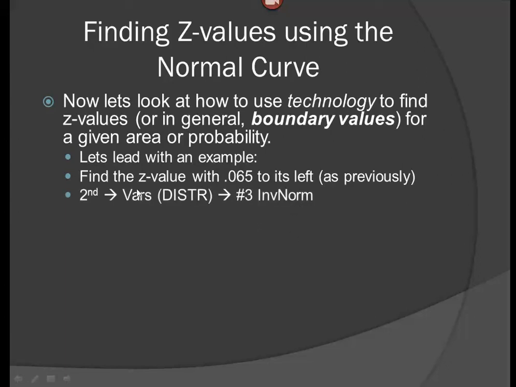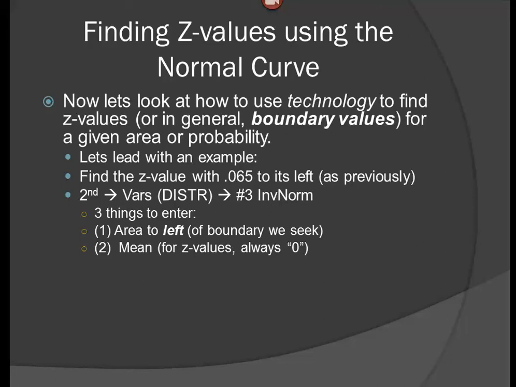The function on your calculator is under the same screen where you found normal CDF. It's just the choice right beneath it. It's number 3. So we go second VARS, which is your distribution page, and then number 3, invNorm. There's 3 things you're going to have to enter. The first one is what the area to the left of the boundary value we're after is. This will be given to you in this type of problem. Sometimes it may not directly be given to you, but that's what you want to figure out, what the area would be to the left of the value you're after.